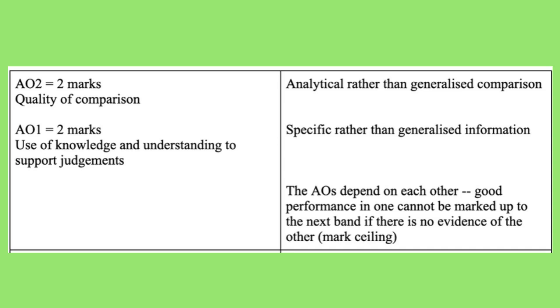By that we mean you need to explain your thinking, not just stating that there are differences or similarities, but why there are differences or similarities, or the significant differences and similarities. The 2 marks are also awarded for AO1, which is your use of knowledge and understanding to support your judgments. So if you're saying that something's similar or different, then can you draw on the knowledge that you already have to explain why that might be? That feeds into the analysis that we were just talking about.